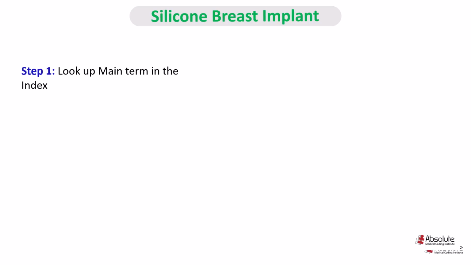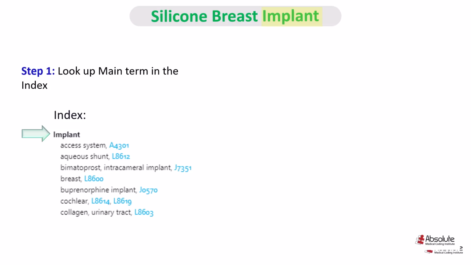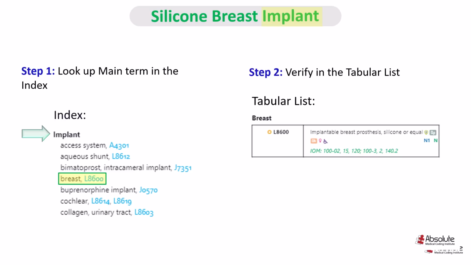Yeah, so let's go ahead and look up implant in the index. Index is in the front of the manual and it's in alphabetical order. So if you look up implant, implant of what? The subterm breast, and it takes you to L8600. Step 2, verify that code L8600 in the tabular list. And boom, L8600 is implantable breast prosthesis, silicone or equal.